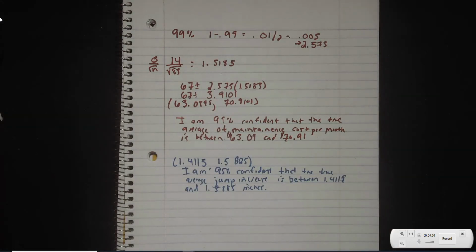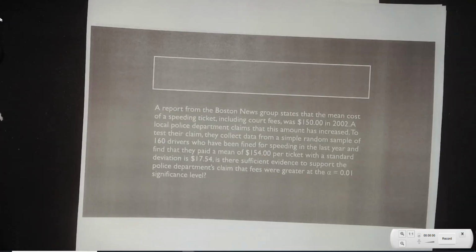So, a report from the Boston News Group states that the mean cost of a speeding ticket includes court fees with $150 in 2002. Local police department claims that the amount has increased. To test their claim, they collect data from a simple random sample of 160 drivers who have been fined for speeding in the last year, and find that they paid a mean of $154 per ticket with a standard deviation of 1754. Is there sufficient evidence to support the police department's claim that fees were greater at the alpha equals 0.01 significance level?